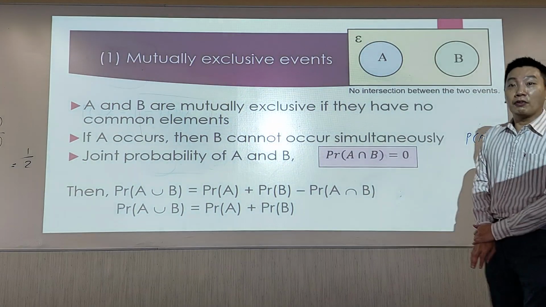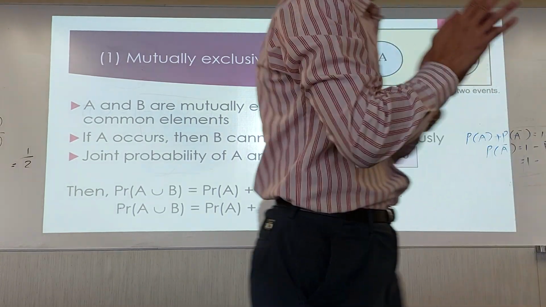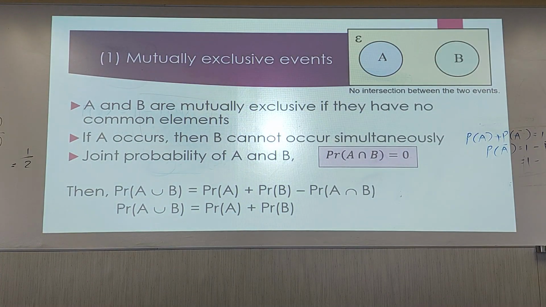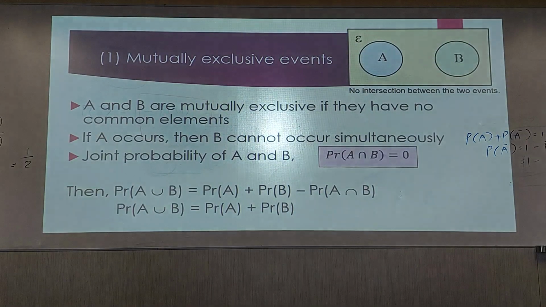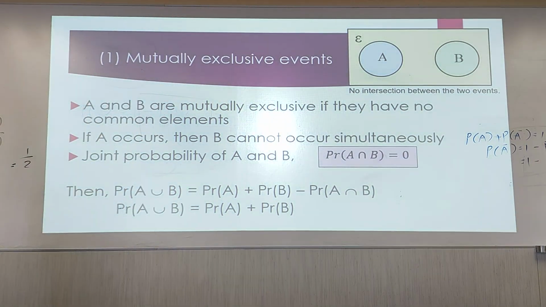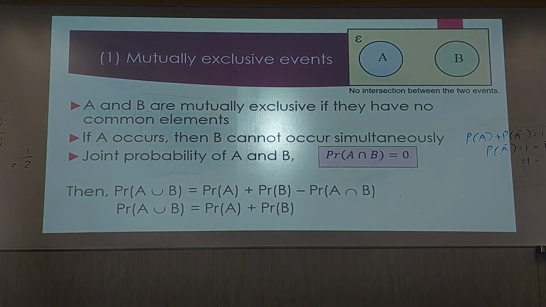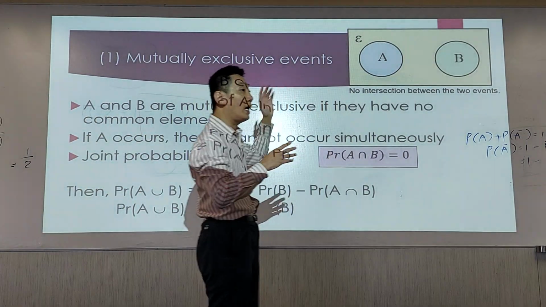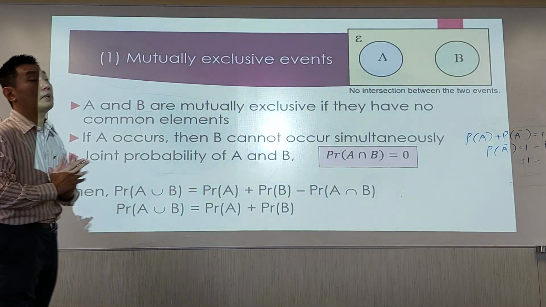Then the next type of relationship that I'd like to introduce to you is called mutually exclusive events. If two events are mutually exclusive, what's the meaning? That means both events cannot happen at the same time, cannot happen simultaneously. I repeat: mutually exclusive events means the events cannot happen at the same time. So if A and B are mutually exclusive, that means A and B cannot happen at the same time.